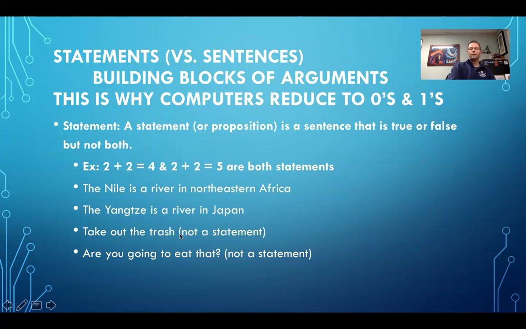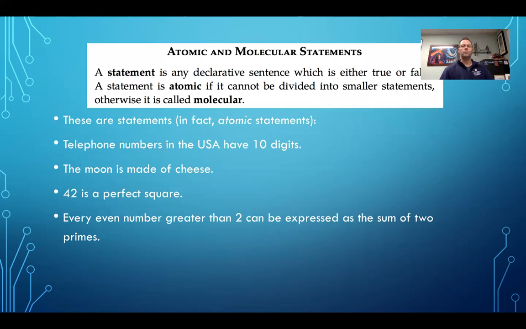But take out the trash, not a statement. It's probably not even something you've ever heard because students have selective hearing and they decide not to hear things like take out the trash. Clean your room would be another one of those. Are you going to eat that? That's probably something that you would definitely hear, unless it's someone asking you, because nobody your age likes to give up food. Statements versus sentences.